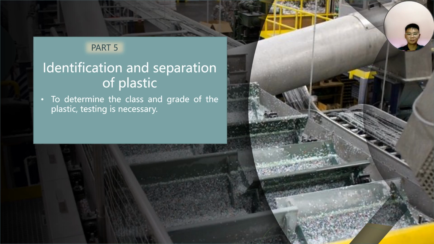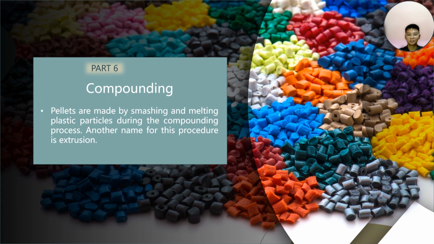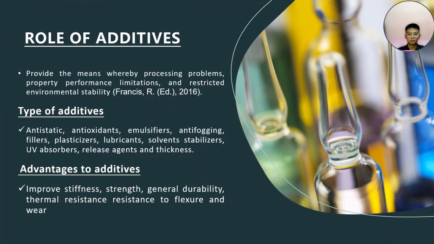And it comes to the last part, which is compounding. The pellets are made by smashing and melting the plastic particles during the compounding process. It is also known as extrusion. So we will know the role of additives is important in manufacturing of plastic. It will provide the means to address process problems, property performance limitations, and restricted environmental stability.